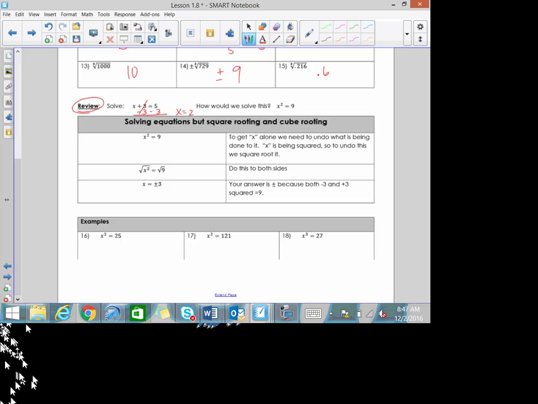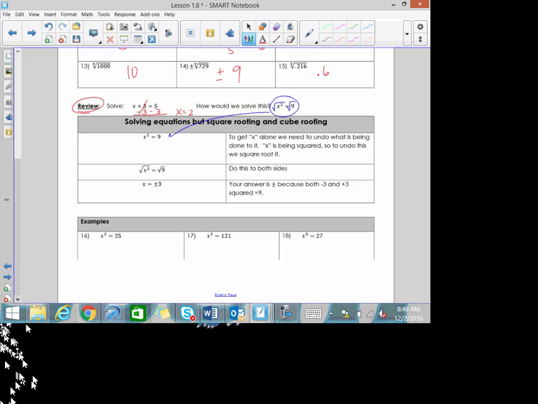Well, looking at this problem over here, how would you solve this? Well, you got to ask yourself, well, what's happening to x? Well, x is being squared. The opposite of squaring something is square rooting it. So anytime you see a square root or a square in your problem, to undo it and solve for the value of x, you are going to square root that and the other side of the equal sign in order to solve.